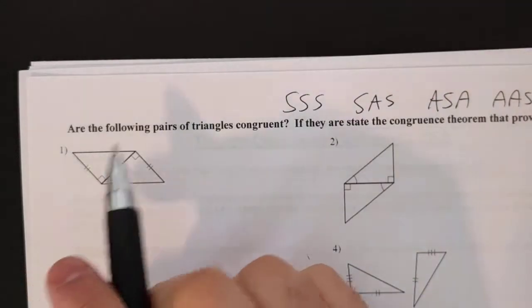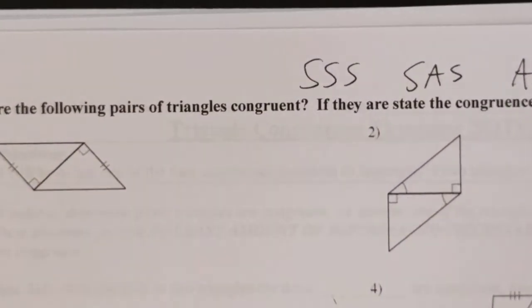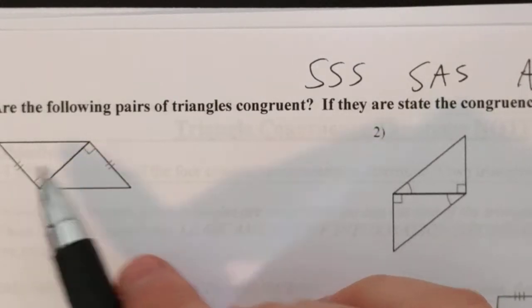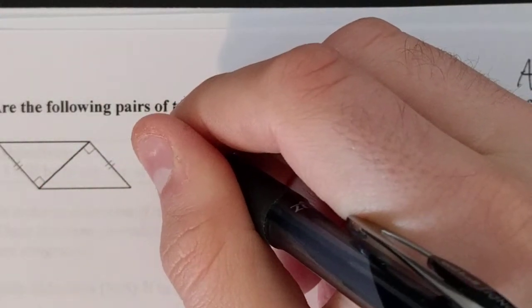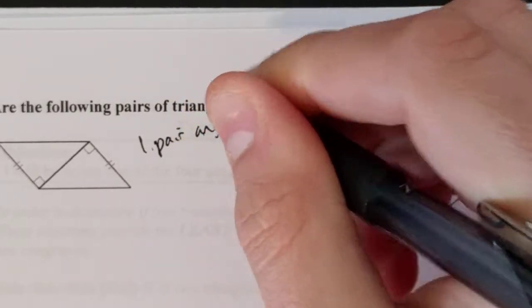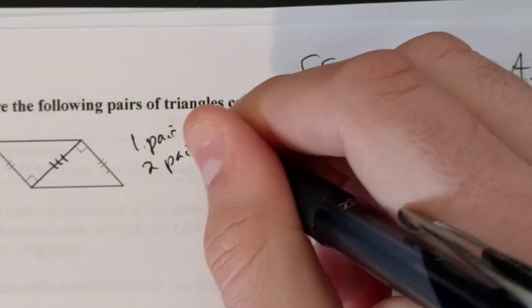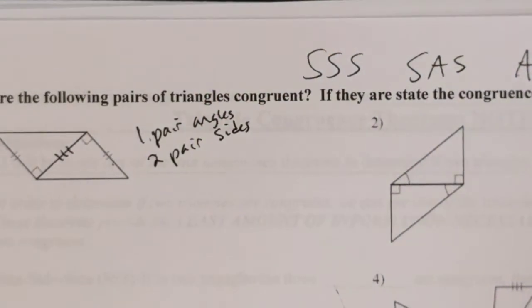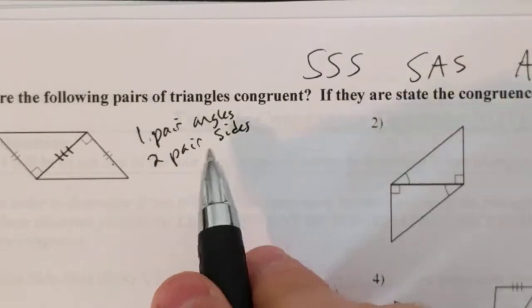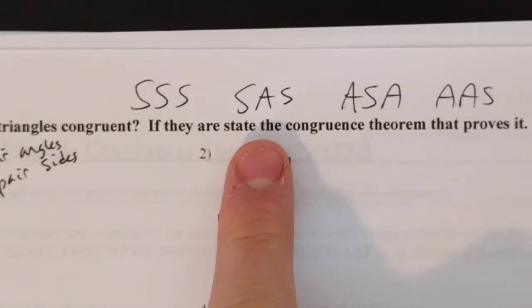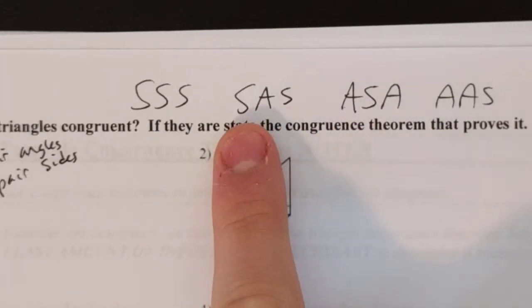Let's look at this first example here. Number one. You are given information about angles, so one pair of angles, two tick marks here and here. And sides, I have one pair, and then this right here is a second pair. So, one pair of angles, two pairs of sides. Can't use side, side, side, it involves angles, and this one does not. Angle, angle, side could be used, but there are not enough angles, so we're going to focus on side, angle, side.